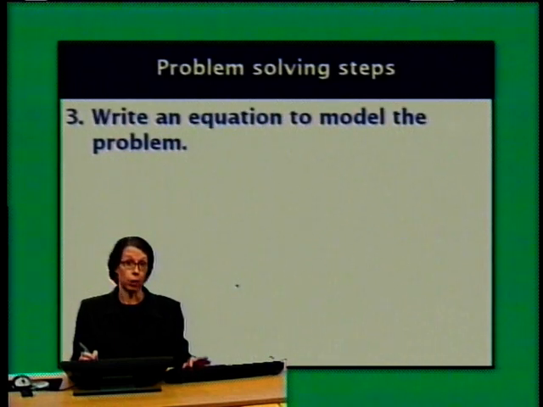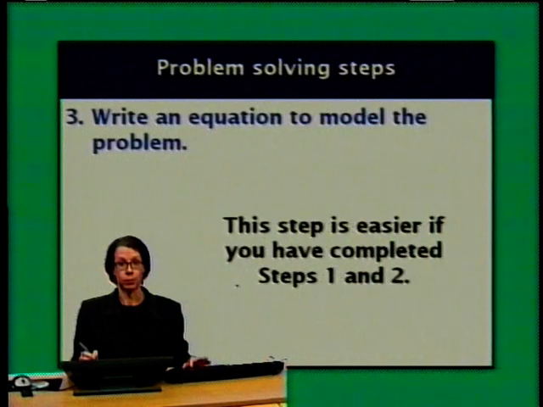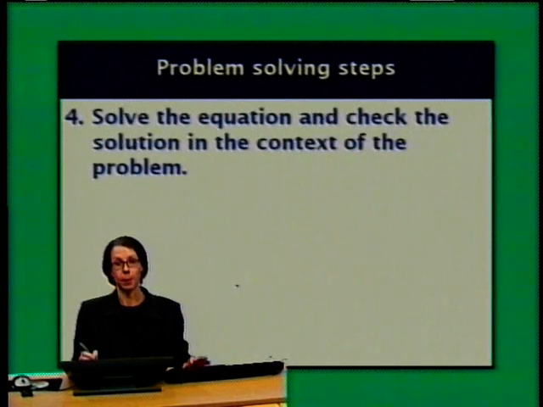Now we want to write an equation to model the problem. And this step is a lot easier if you've completed steps 1 and 2. The more time you take to try to understand the problem and the care you take in defining your variable makes writing the equation kind of easy, but only after you've done a thorough job on steps 1 and 2. Then we solve the equation and check the solution in the context of the problem. We did that in the equation that we solved for Anton's dilemma on the treadmill.